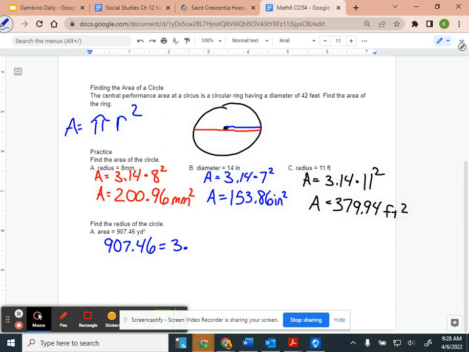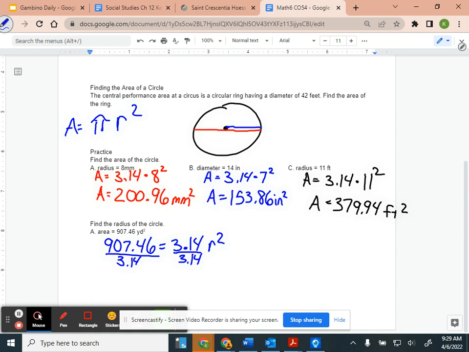So let's write our equation out first. 907.46 equals 3.14 r squared. Because 3.14 is our pi, and then r is squared. So you're right, we want to divide it by 3.14, because we want that r by itself, so we're going to divide by 3.14.